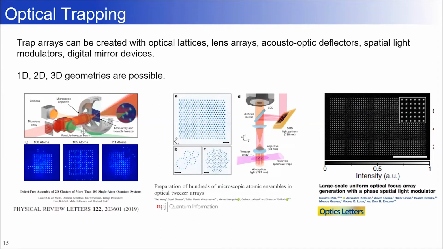So what's the scale of these? Yeah, so the individual traps are typically separated by 5 microns. Could be a little bit less, a little more, but it's a typical scale.